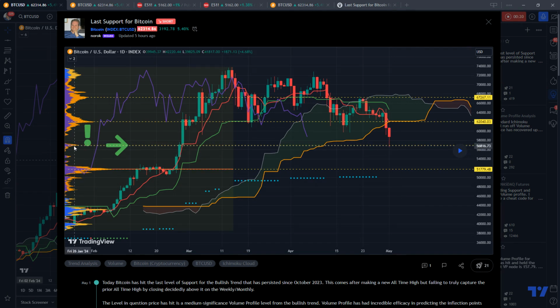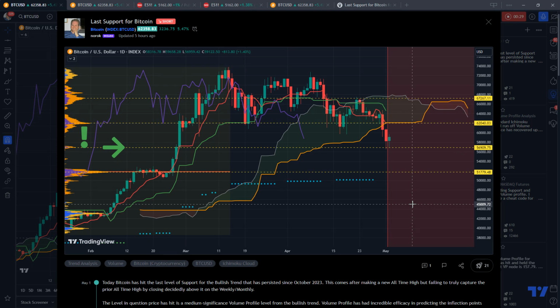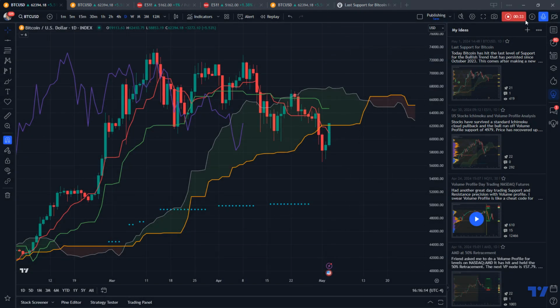This is based on volume profile. I think the volume profile is the best indicator. It's like a cheat code for markets, and price has basically been following this so well in Bitcoin's recent history. So I want to go through what this means.